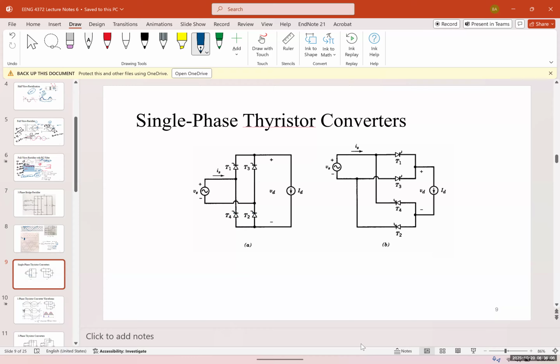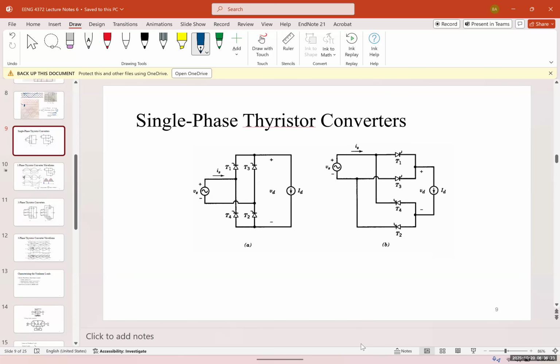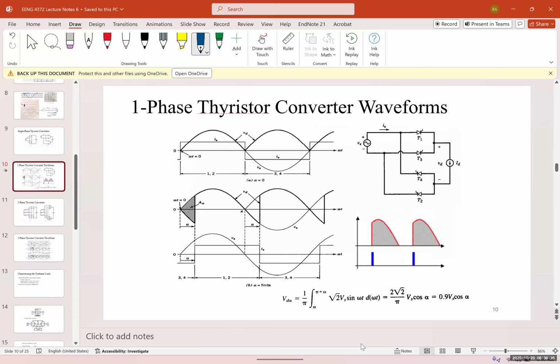And the diagram is exactly what you had in a full-wave bridge rectifier, but we just replaced the diodes with thyristors. Again, this is for very high voltage applications, like hundreds of thousands of volts or thousands of volts, where you can use the thyristor. Now, a one-phase thyristor converter waveform looks like this.